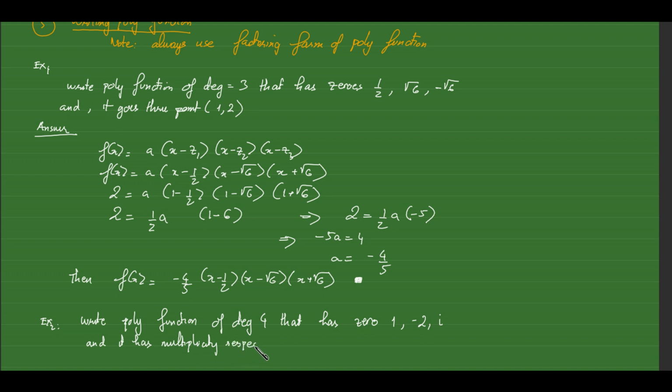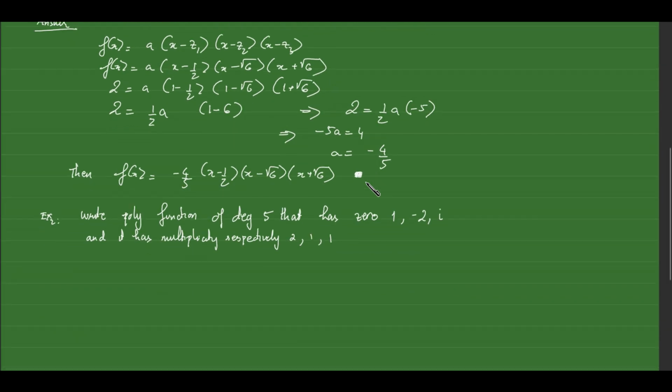Respectively is 2, 1, and 1. Alright. So let's change this to 5. Okay. And goes to upon net 1, 1. There you go.